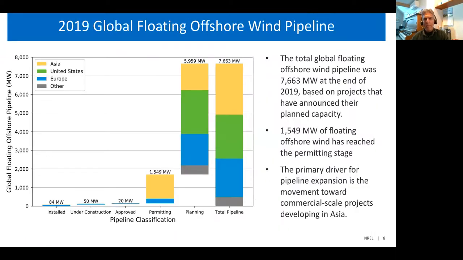Next slide, please. So this is the way we show the pipeline. One of the things we do is to collect market data from various places, and then consolidate it and publish it so we can get a view of what's happening. We do this every year. This is up to date as of the end of 2019, so it's a year old data, but the pipeline for offshore wind floating is approaching 8 gigawatts. That's a much bigger number than the 84 megawatts that have been installed. So there's a wave of new floating technology that's coming. There's about 1500 megawatts that's already been permitted. It's in the development phase. Next slide, please.